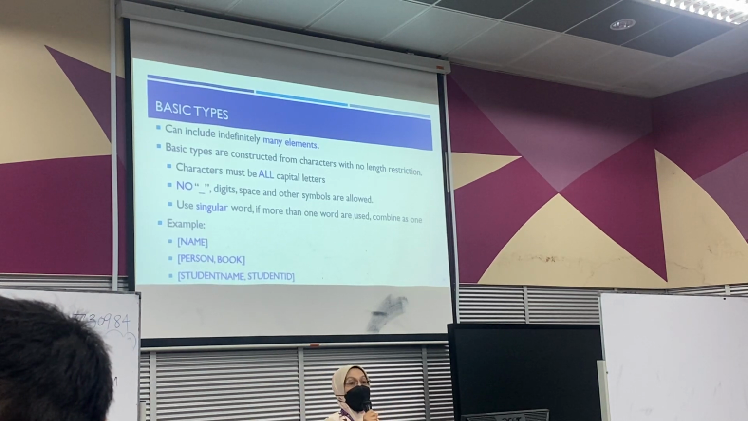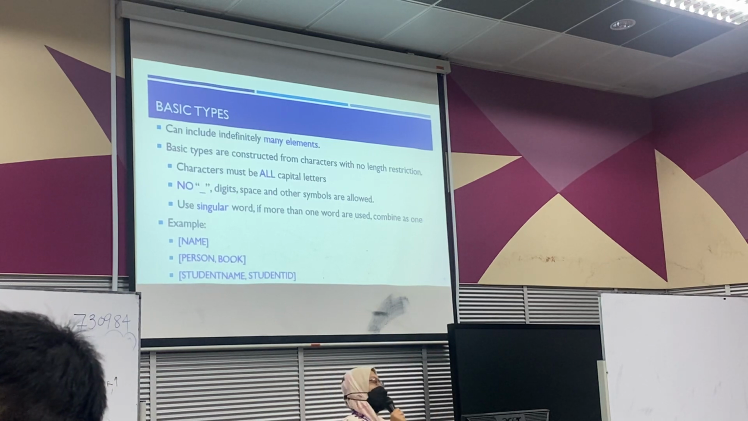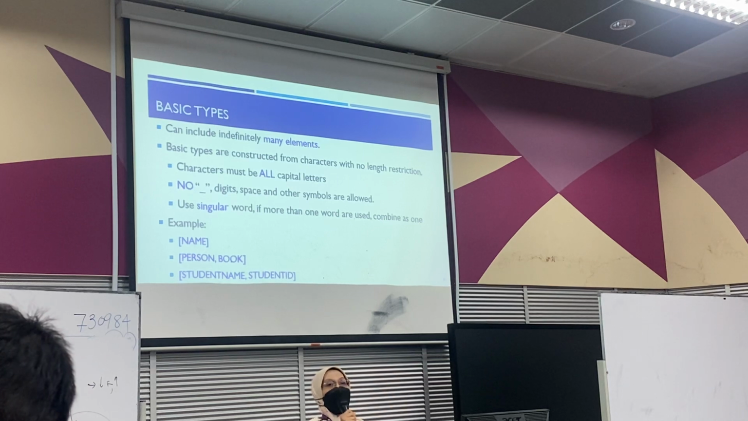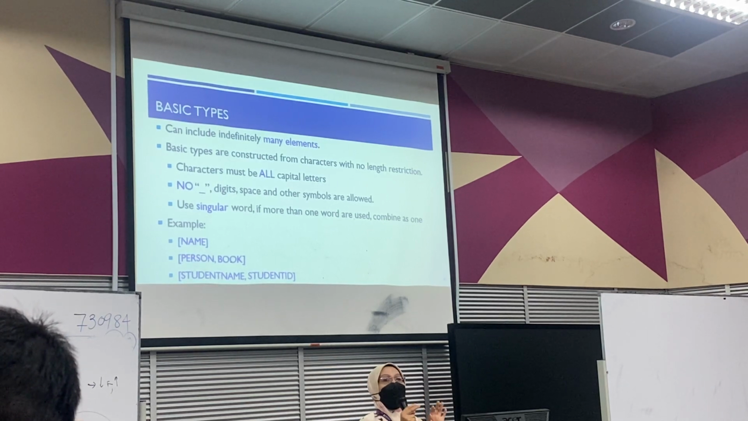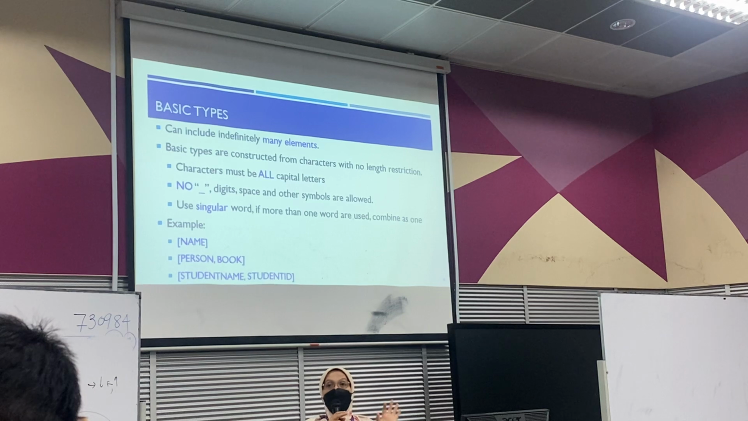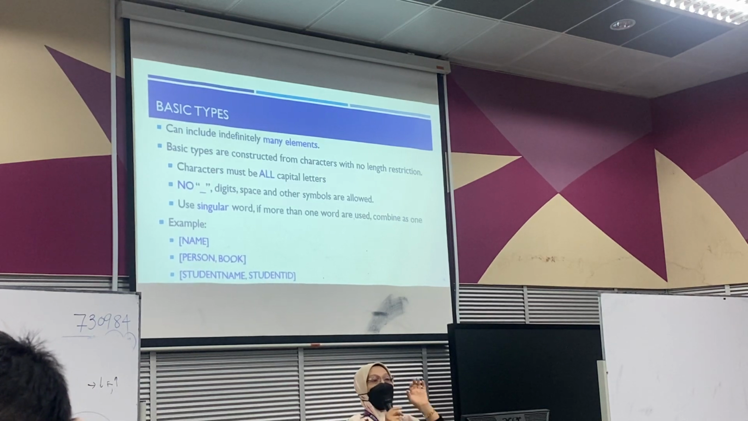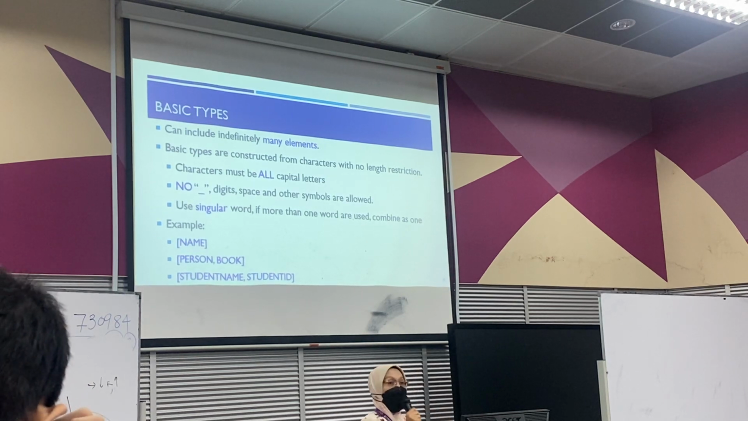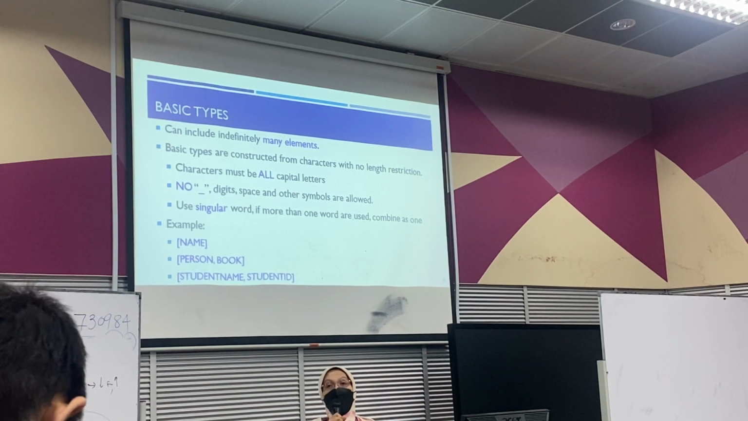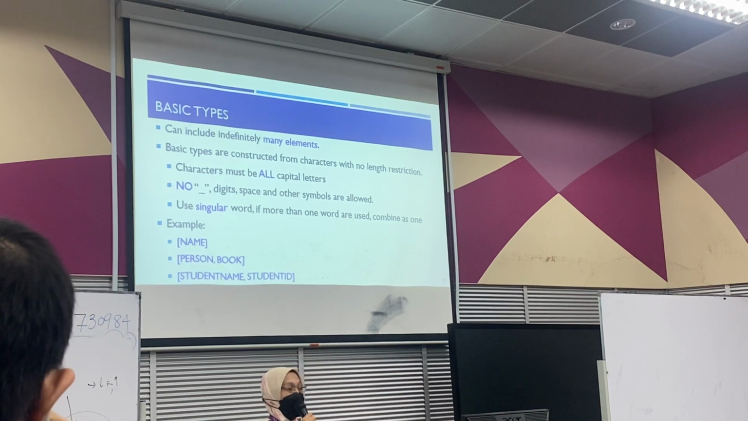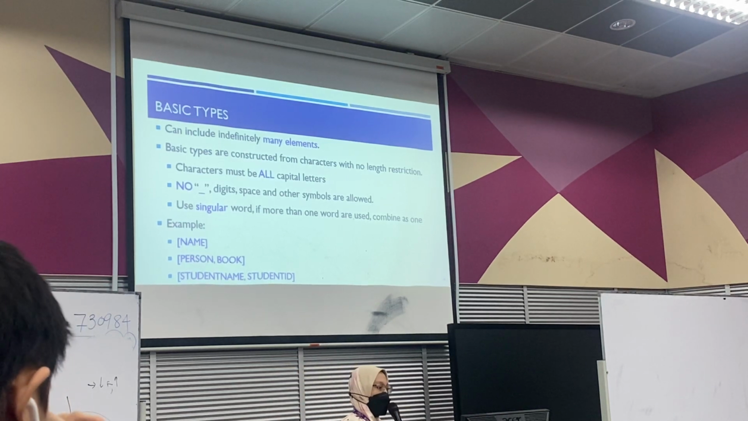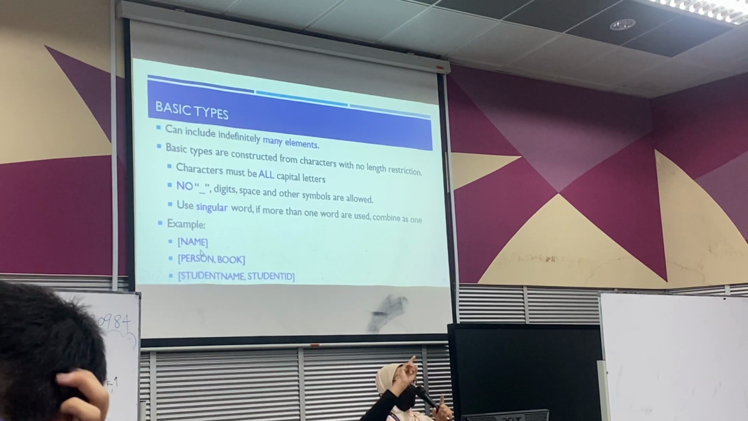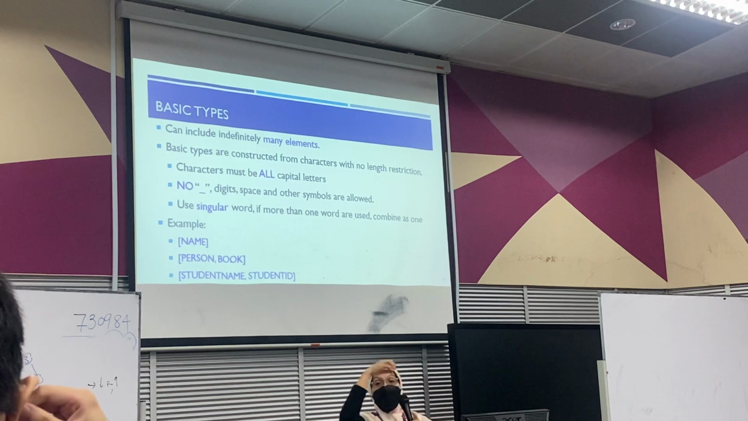Okay, let's say you want to combine two words together, let's say you want to have student name, two words, right? So combine that without having underscore, whatever, both using capital letters, both words are actually singular words. So if you want to combine two words together, that is for basic type. So for example, name, capital letters, you put inside square brackets.